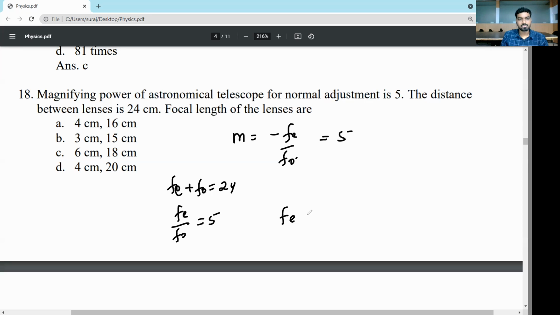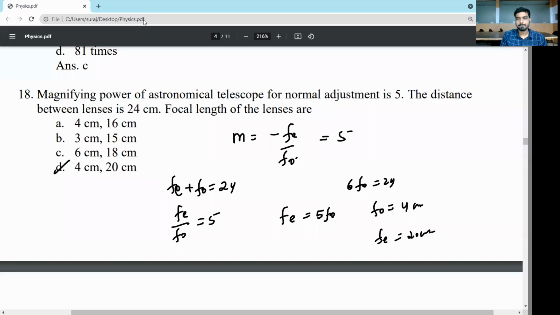So Fe is equal to 5 f naught. Correct. So plus this becomes 6 f naught. 6 f naught is equal to 24. F naught is equal to 4 centimeter. If f naught is 4, then Fe will be equal to 20 centimeter. Should be correct. Okay. Next, directly formula based question.